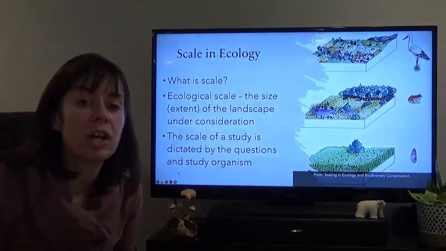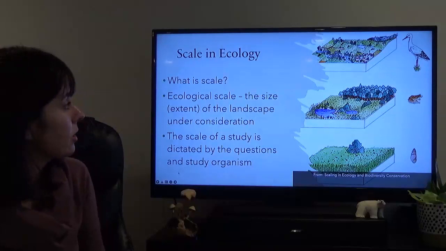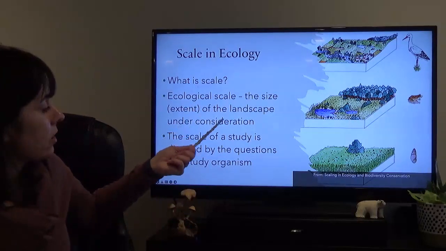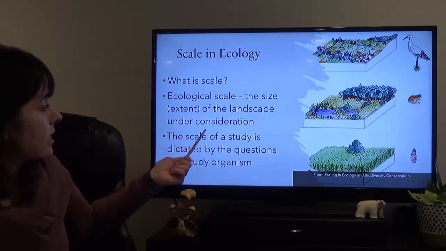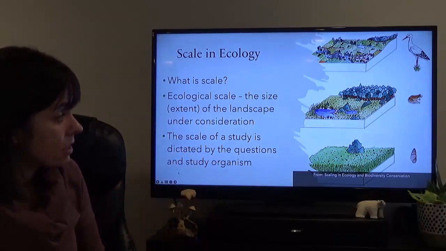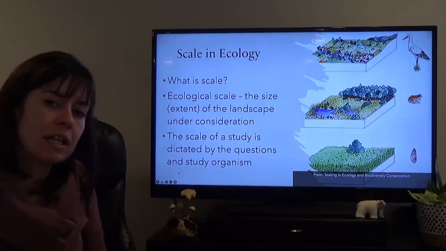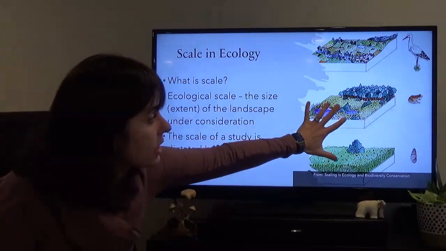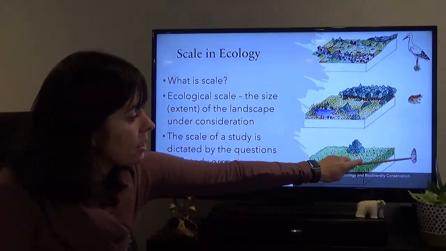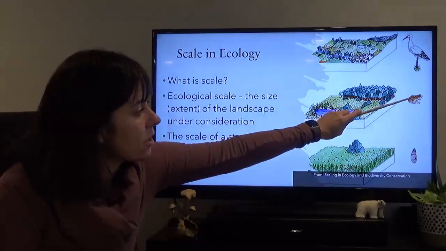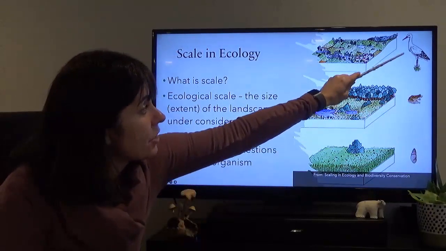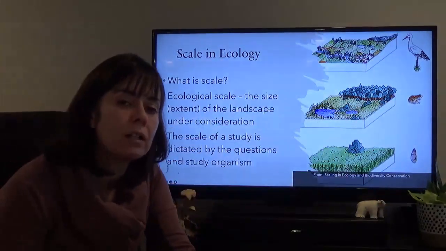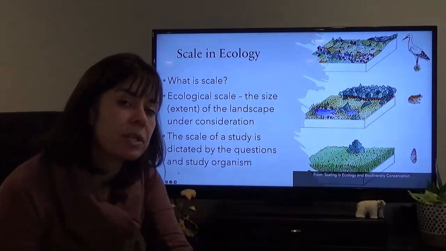Okay, so the last little section I want to cover off on today relates to scale in ecology. So first of all, what is scale? So ecological scale is the size or extent of the landscape under consideration. So when you think about scale in ecology, the scale of the study is dictated by the questions and the study organisms. So if we take a look at this diagram, we have on the one hand a tiny little snail. In the second, we have a toad or a frog. And in the third, we have this egret, this large mobile organism.